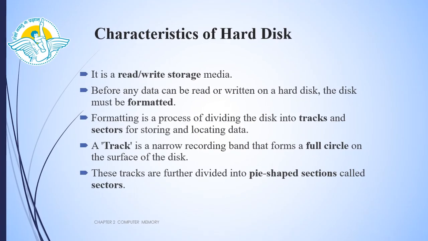Now let us see the characteristics of hard disk. It is a read-write storage media, which means you can read data from the hard disk and also you can write data onto the hard disk. Before any data can be read or written on a hard disk, the disk must be formatted. What is formatting? It is a process of dividing the disk into tracks and sectors for storing and locating data. A track is a narrow recording band that forms a full circle on the surface of the disk. These tracks are further divided into pie-shaped sections called sectors.